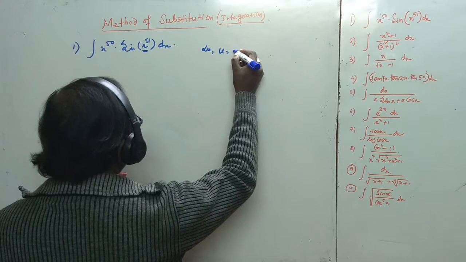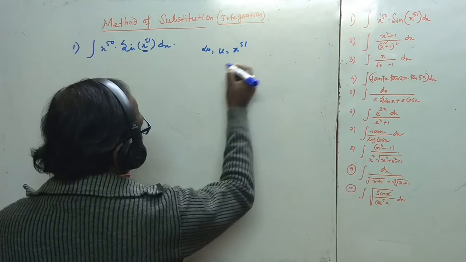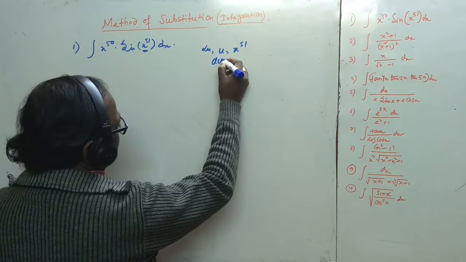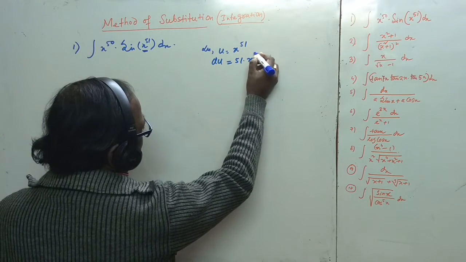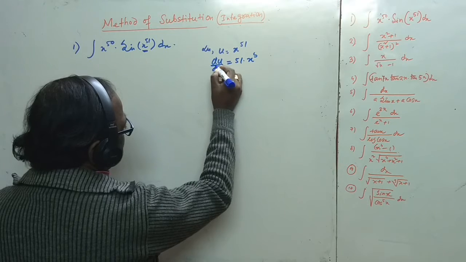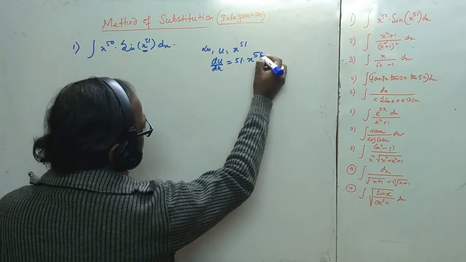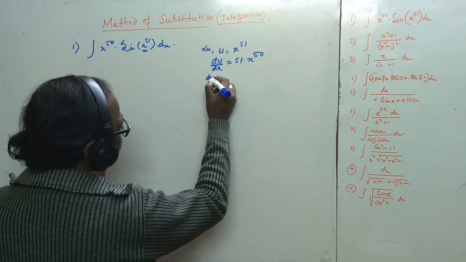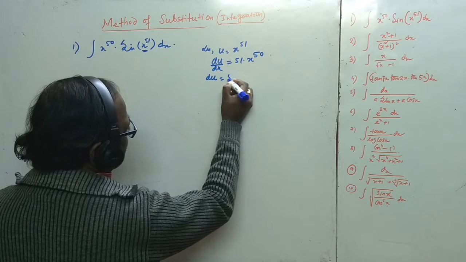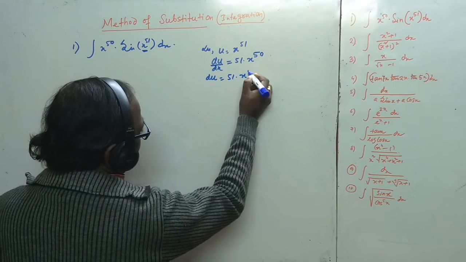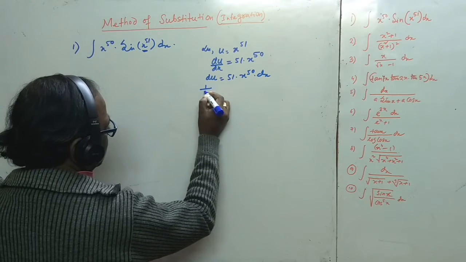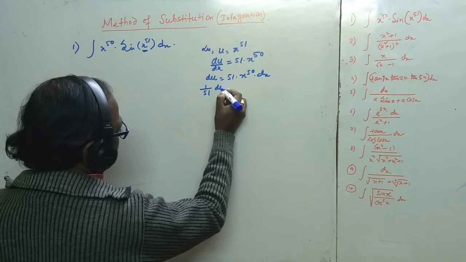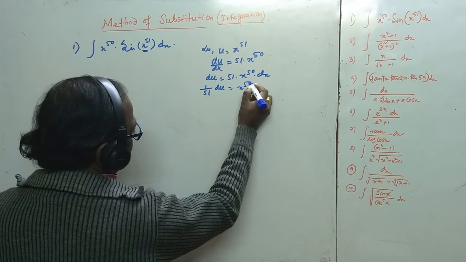u is equal to x to the power 51 and differentiate both sides. That is du, that is 51 into x to the power 50 into dx here, okay. So du is equal to 51 into x to the power 50 into dx here, okay. Now see, 1 by 51 du is x to the power 50 into dx.